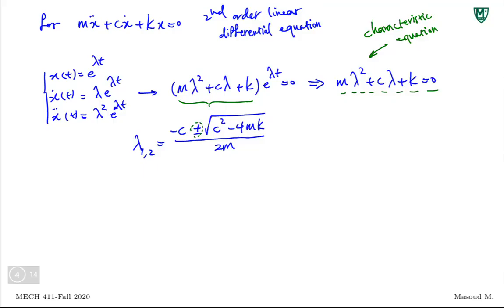Now, I can actually write this in this form: minus c over 2m plus minus 1 over 2m square root of c squared minus 4mk. It's pretty much the same thing; I divided each component of the numerator by 2m.